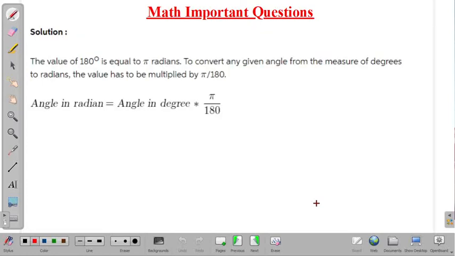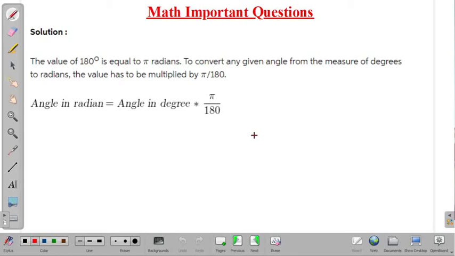See, we know that 180 degree is equivalent to pi radian. So if we want to convert 1 degree into radian, it will be equal to pi by 180 radian, because 180 degree is equivalent to pi radian. So 1 degree will be equal to pi by 180 radian. So we can write angle in radian equal to angle in degree multiplied by pi divided by 180 degree.